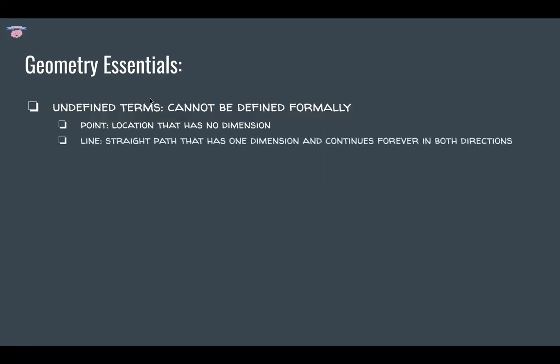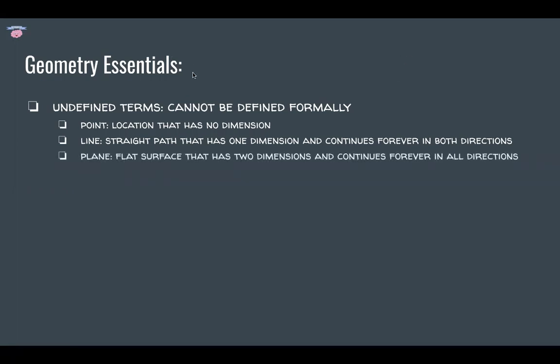Line is another undefined term. It's just this. Straight, one dimension, just length, continues forever in both directions. These arrows mean that they continue forever. And then plane. It's a flat surface, two dimensions, length and width, and continues forever in all directions.